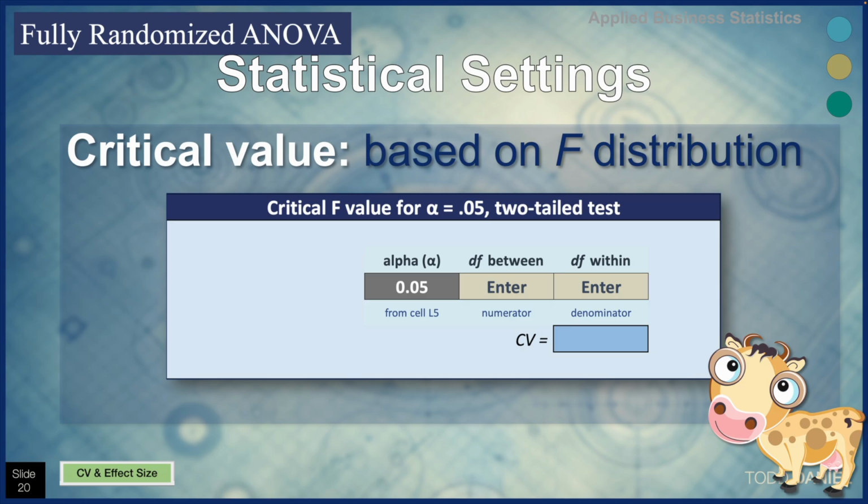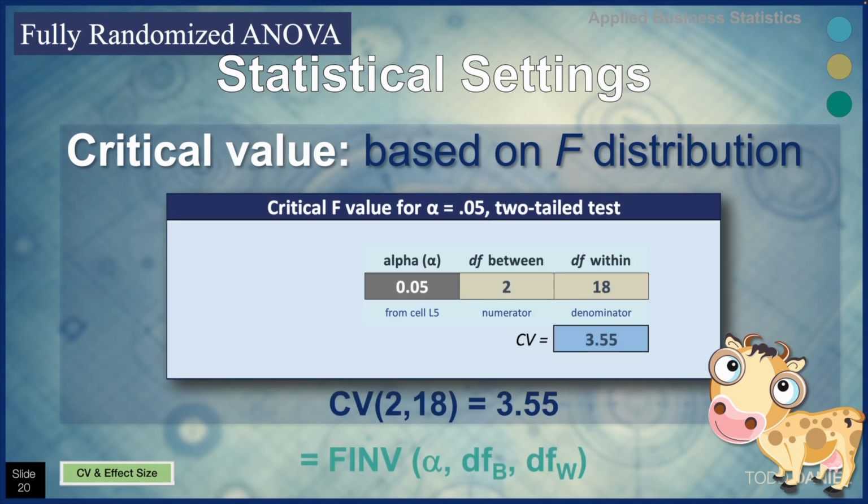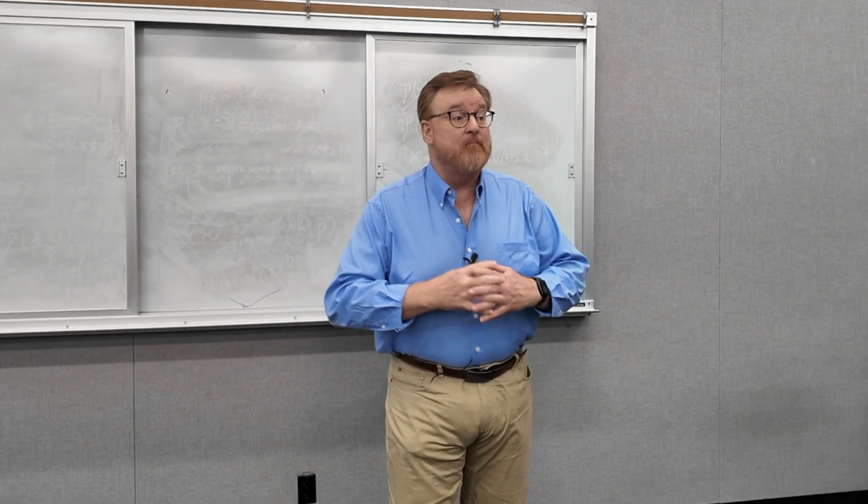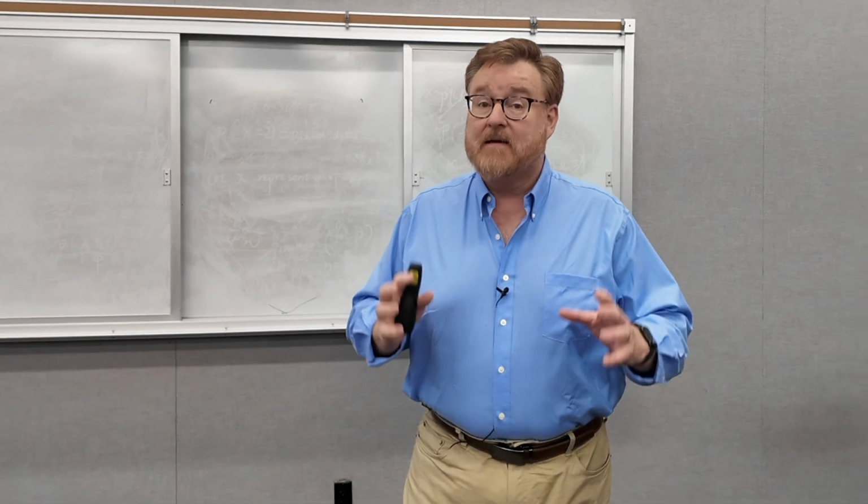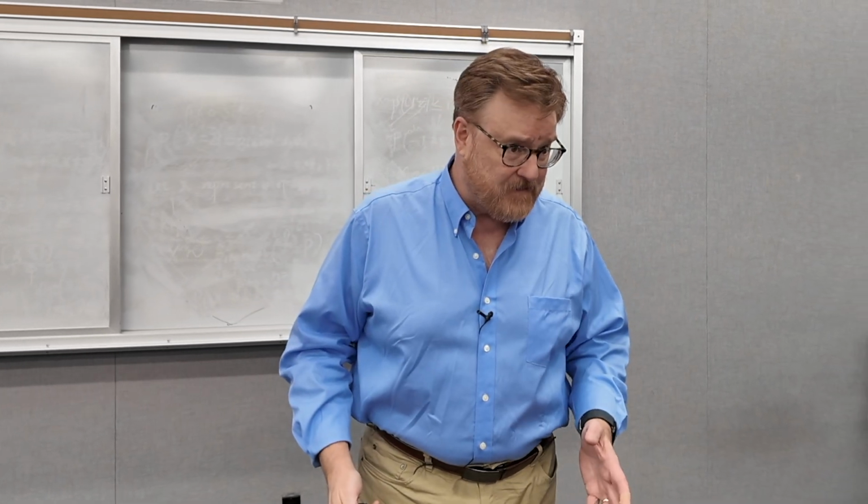We're going to keep it at 0.05, and we're going to enter the degrees of freedom between as 2 and the degrees of freedom within as 18. And we get the answer 3.55 as our critical value. That is the value that we're trying to get beyond so that we can determine statistical significance.